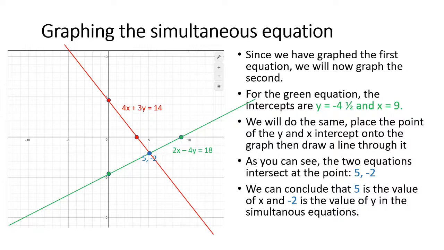For the green equation, the intercepts are y equals -4.5 and x equals 9. We will do the same. Place the point of the y and x intercept onto the graph, then draw a line through it. As you can see here, the two equations intersect at the point (5, -2). We can conclude that 5 is the value of x and -2 is the value of y in the equation.